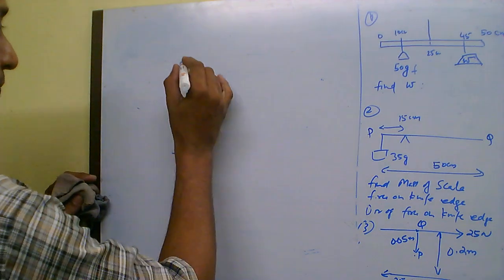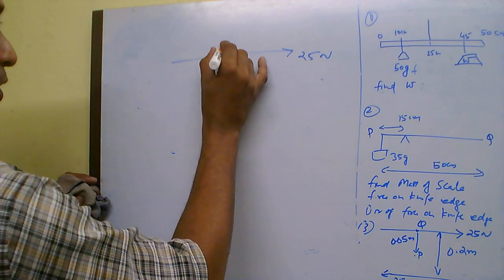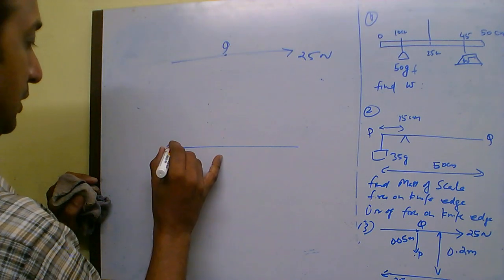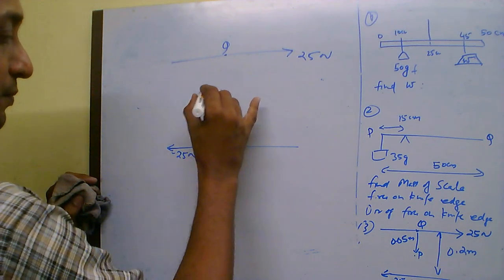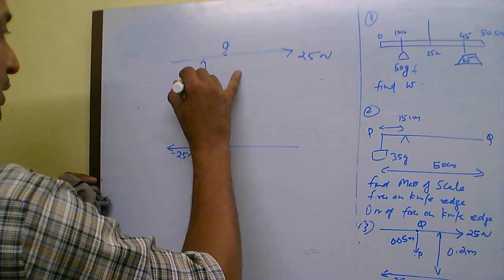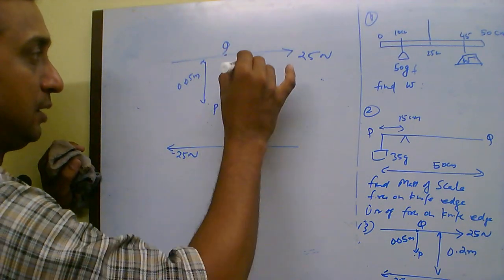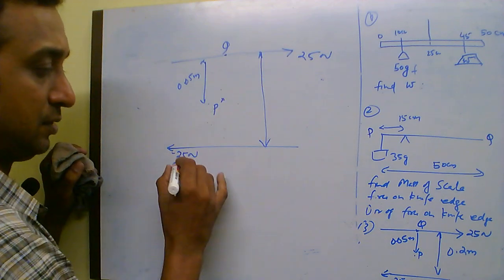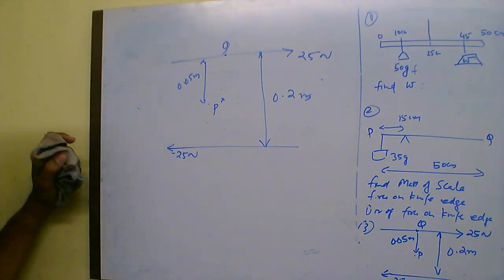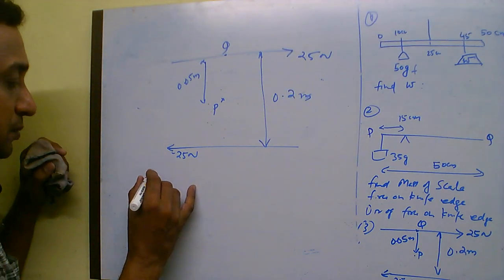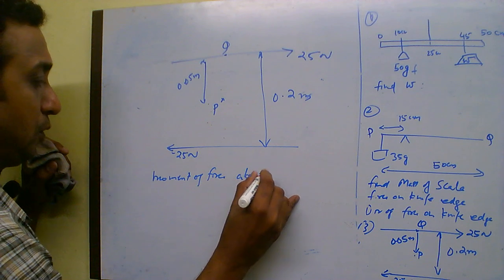Another problem, you can see two forces. One is 25 Newton at a point Q, and you have another 25 Newton at a point P, which is 0.05 meters away from the point Q, and the distance between the two forces is 0.2 meters. The question is, what is the moment of force about Q and P?